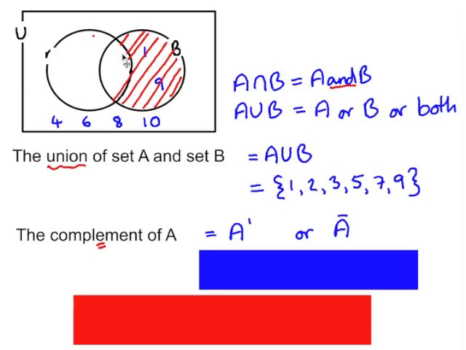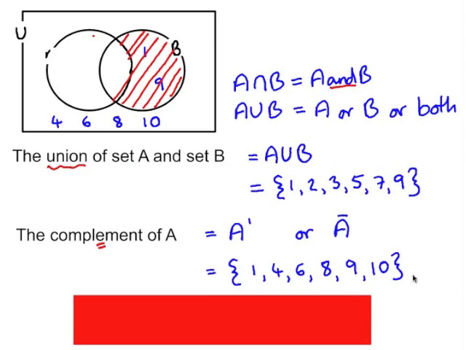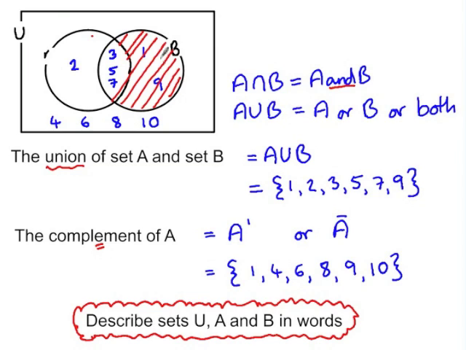Notice that the intersect is also gone because the elements that are in the intersect are also in set A. So in this example, the list of elements in the complement of A is 1, 4, 6, 8, 9 and 10. And on the Venn diagram, using shading, the complement of A looks like this. Everything apart from the circle labelled A is shaded.